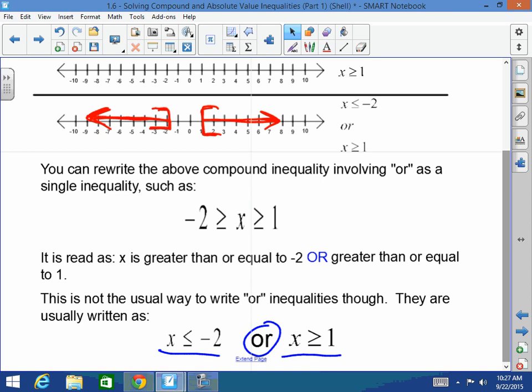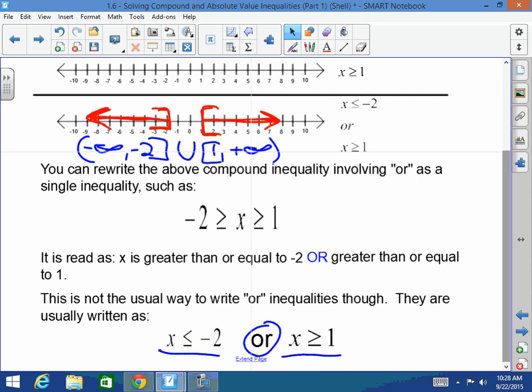As far as writing the answer in interval notation, I'm going from negative infinity to negative 2. So I have parentheses, negative infinity to negative 2, in union with 1 to positive infinity. So that's how you graph it. You have the set builder, and you have the interval notation. All of this is very important when you're actually solving these inequalities. Are there any questions so far, gentlemen, before I move on?